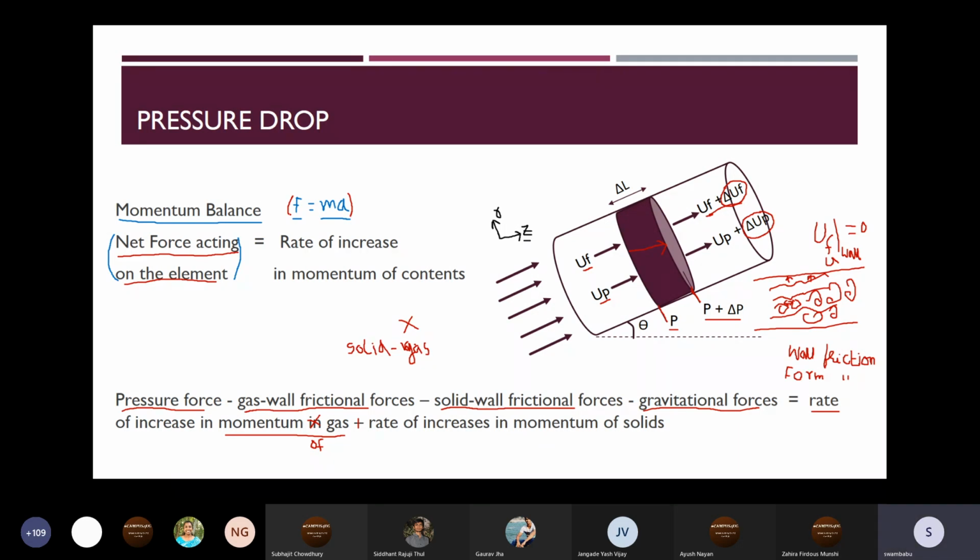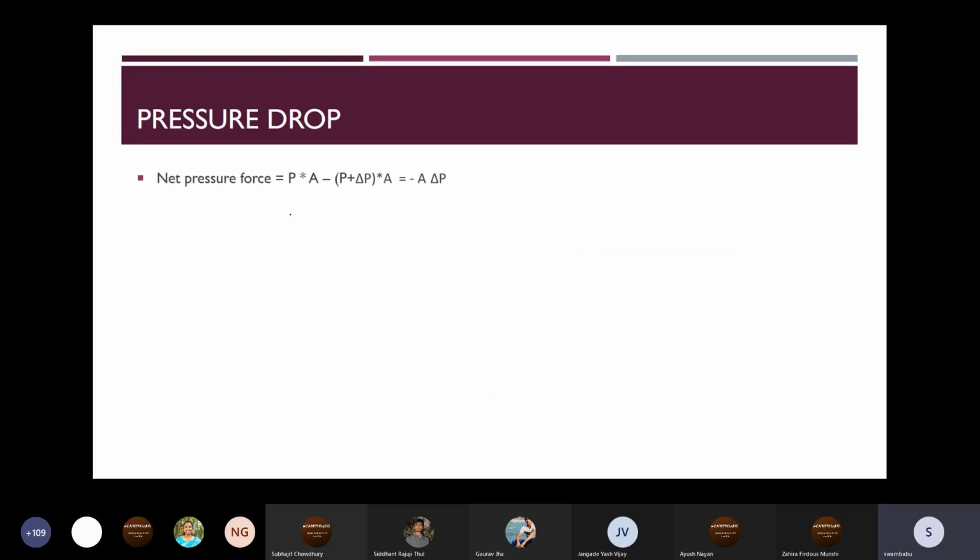So we have pressure forces, gas and wall frictional forces, solid and wall frictional forces, and we have gravitational force. These are the forces acting. Then we have the rate of increase in momentum of gas, and the rate of increase in momentum of the solids. So we will see one by one.